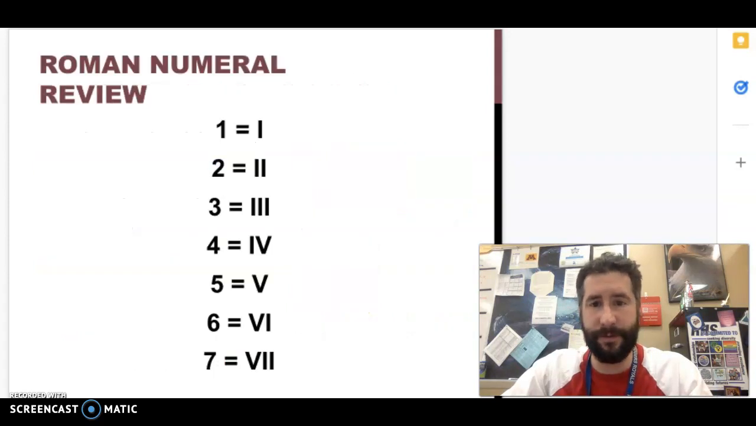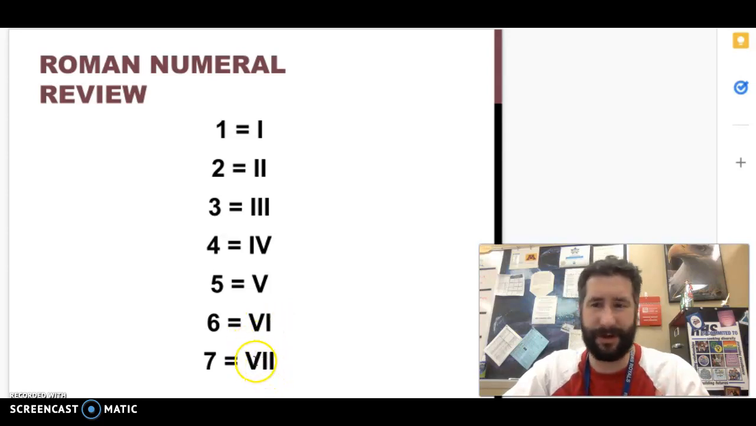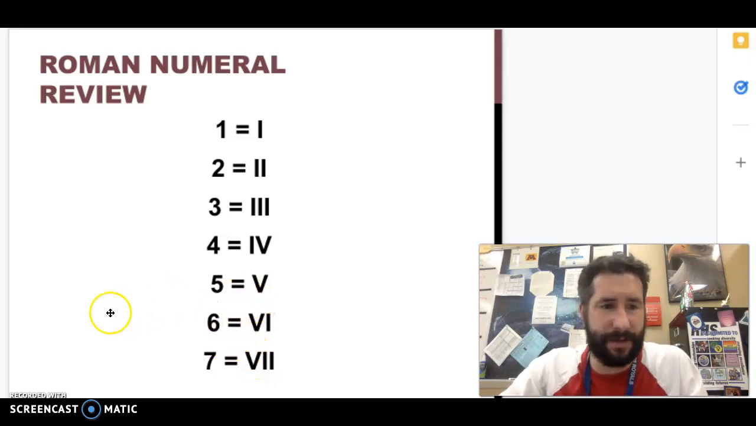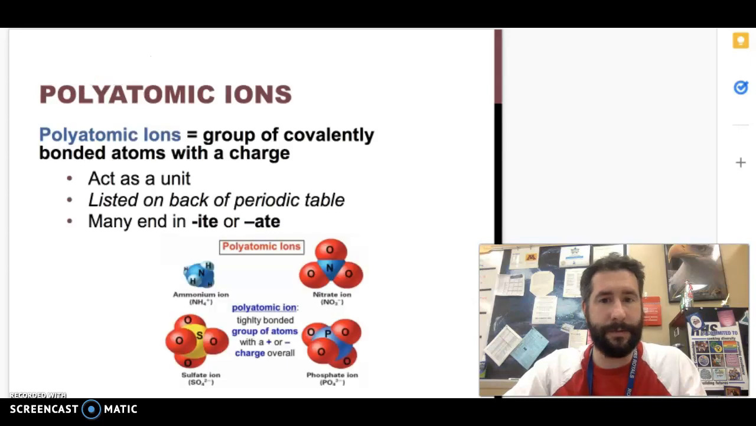And just a little review of Roman numerals. 1, 2, and 3 are pretty straightforward. V means 5, and so 4 is actually, you put the I before the V. That means subtract 1 from 5, 1 less than 5. So then 6 would be 5 plus an extra 1 at the end. 7 would be plus those. We're not going to get more than 7. But there we go. A little quick review on that.